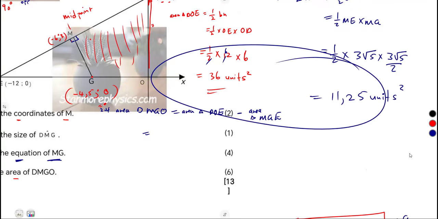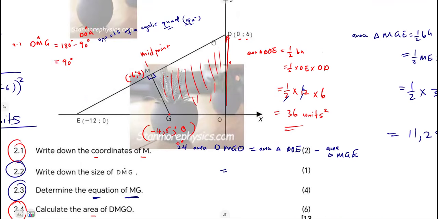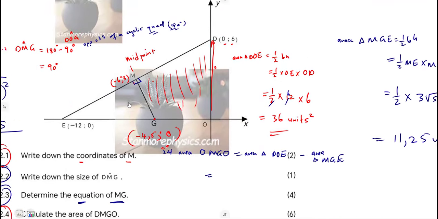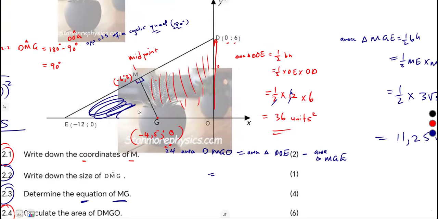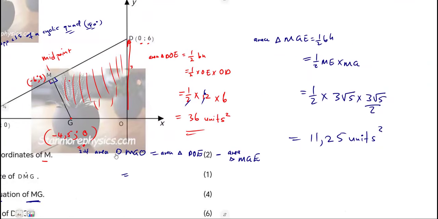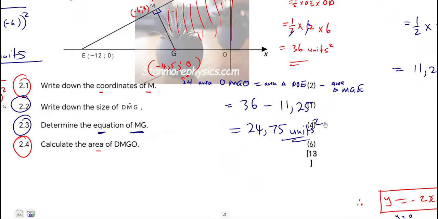So with these two areas, from what I'm having, the area of the bigger triangle minus the area of this smaller triangle, I'm going to remain with the shape that I'm being given here, DMGO. So that's it. The bigger triangle, we obtained 36 minus the smaller triangle, 11,25. So that was going to give us the area that we want, which is 24,75 square units. So we've got the area just like that for 6 marks.